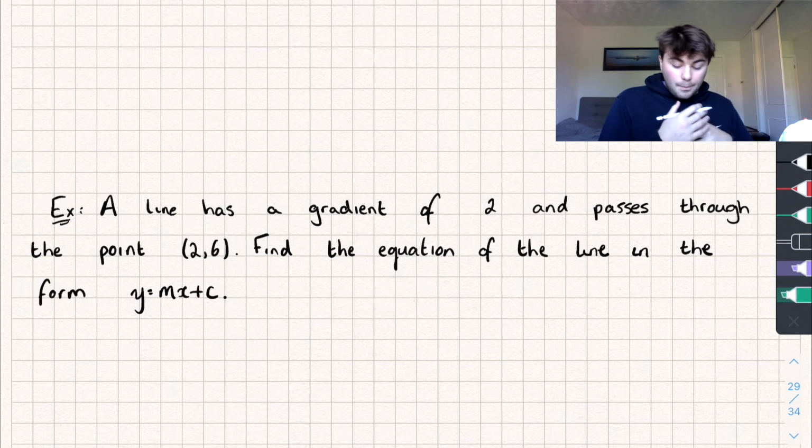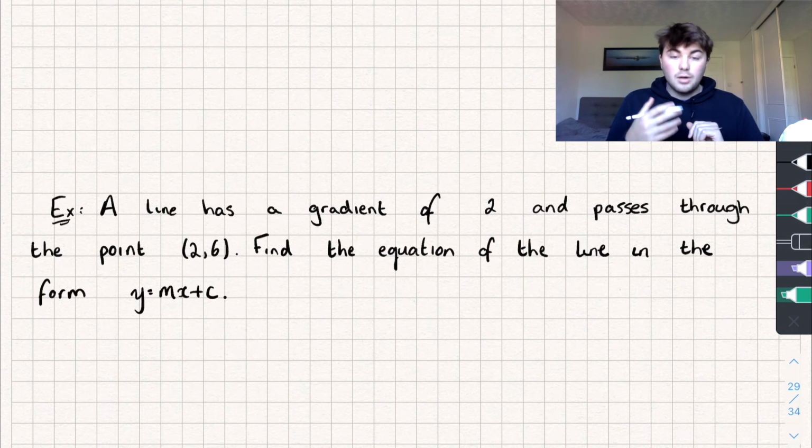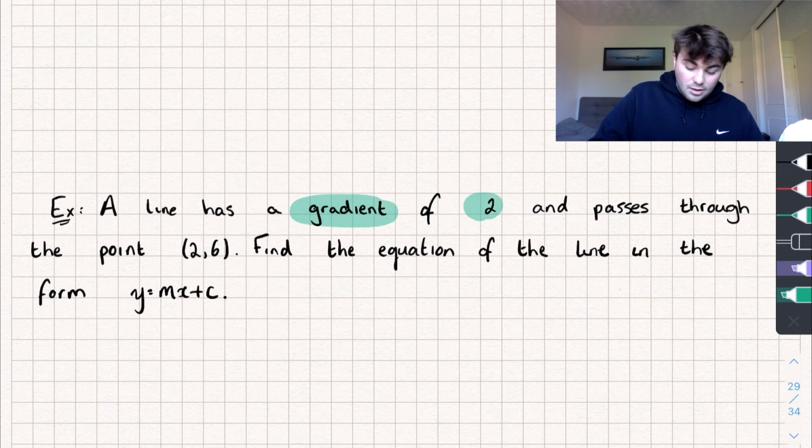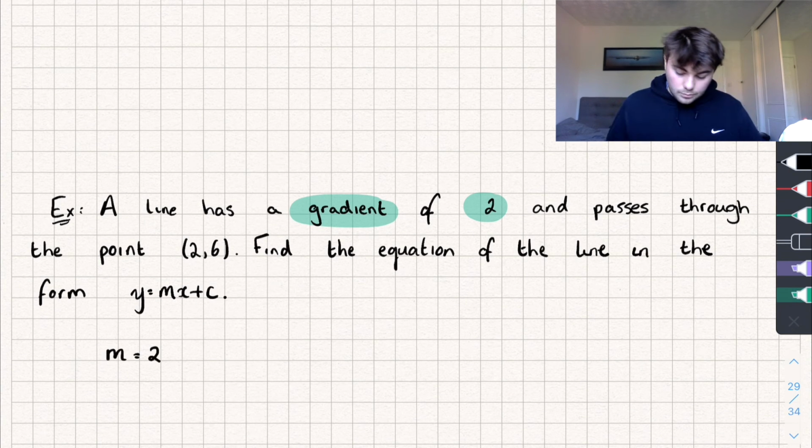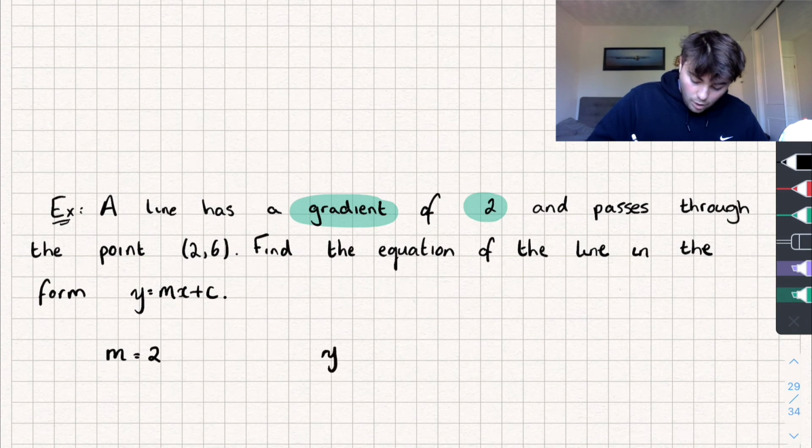Let's have a look at one more question, and so this one says, a line has a gradient of 2 and passes through the point (2, 6). Find the equation of the line in the form y equals mx plus c. So usually I would say find the gradient first, but you can see in the question we've been given the gradient, so m is equal to 2. So we've got the equation y equals mx plus c, and m is 2, so we've got y equals 2x plus some value of c.